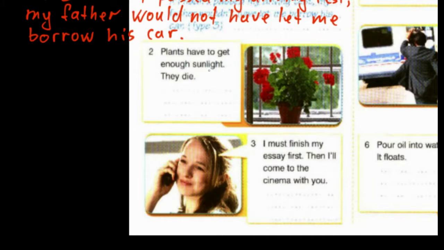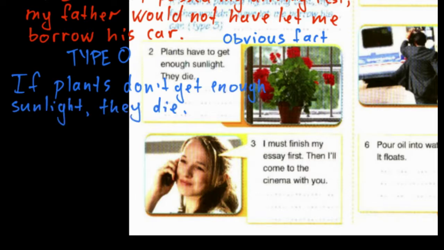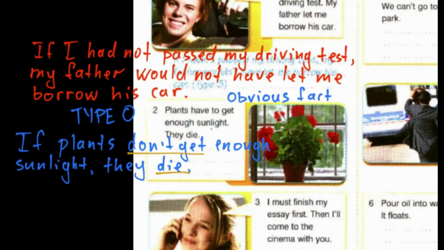Okay, what about number 2? Plants have to get enough sunlight. They die. As far as I see it, here we have some obvious facts or obvious truths, if you will. So here I use type 0. If plants don't get enough sunlight, they die. Unlike the previous sentence, here I use just present simple, here and here. If we look back at the previous sentence, we see that here we use past perfect, and here we use a modal verb with perfect infinitive.